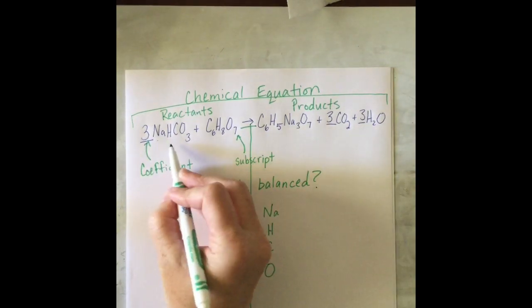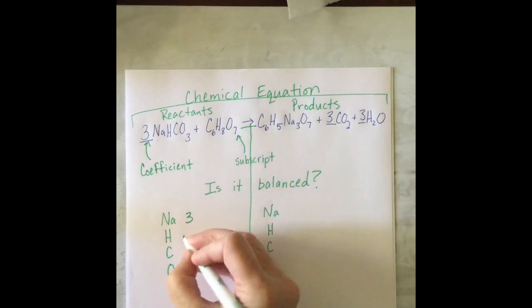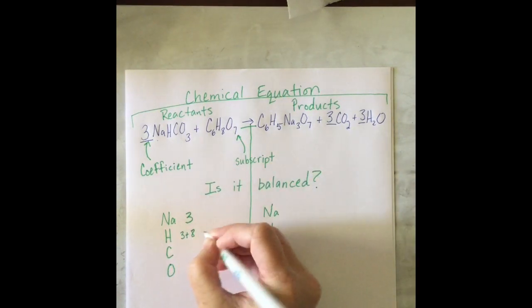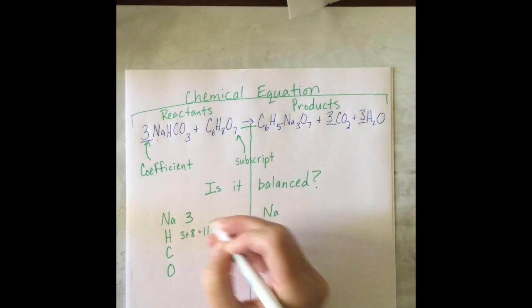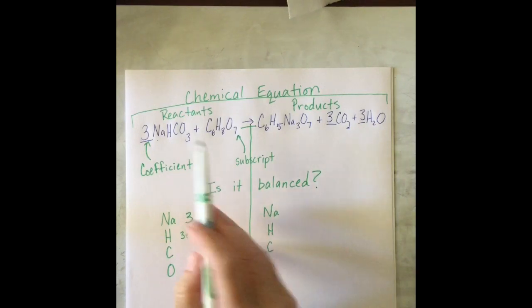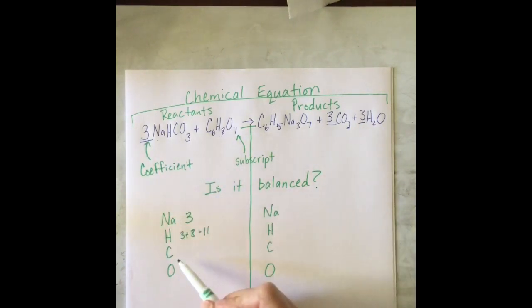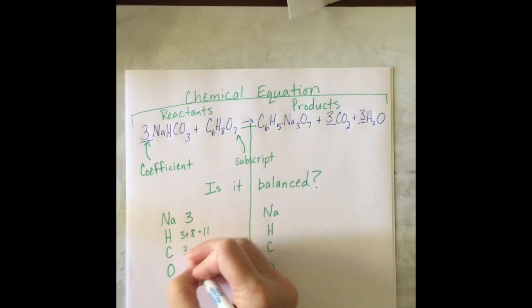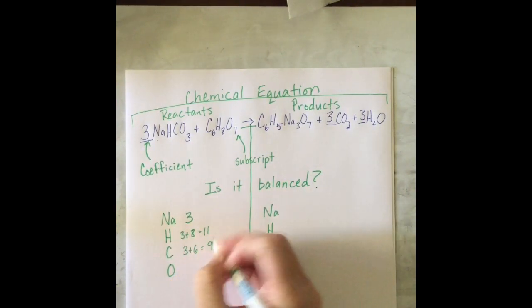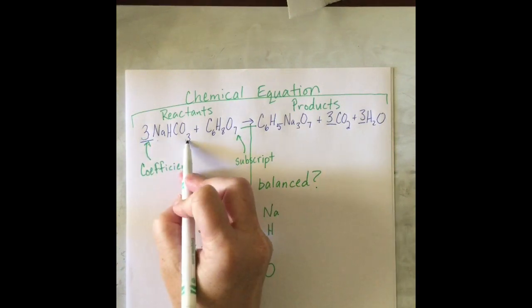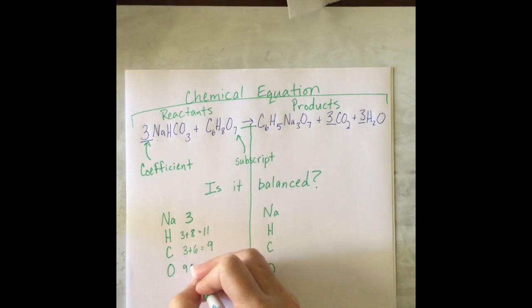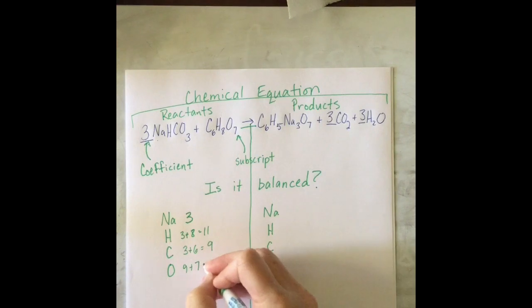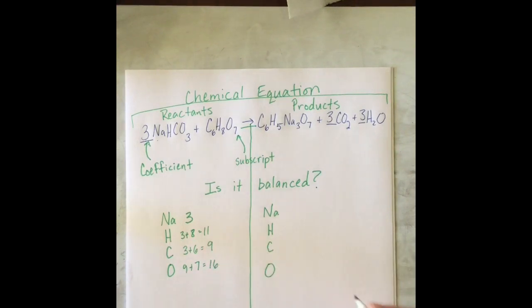So we have 3 sodiums because we say subscript times coefficient, and the subscript for sodium would be 1 times 3. And then for hydrogen we have 8 and 3, which is 11. Carbon, we're going to have 9 plus 6 because it's subscript times coefficient. And if there's not a coefficient, then we can assume it's 1. And then oxygen, we're going to have 9 plus 7.